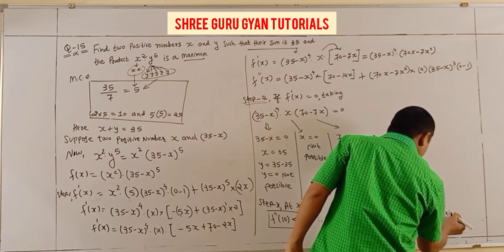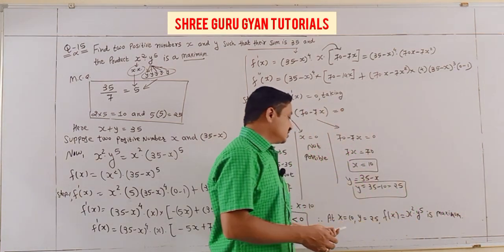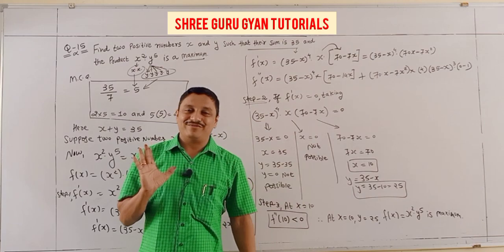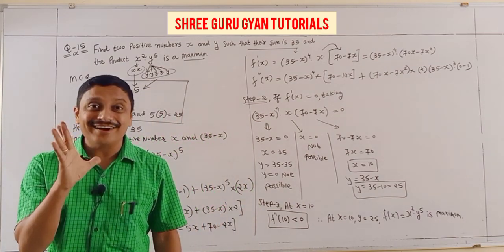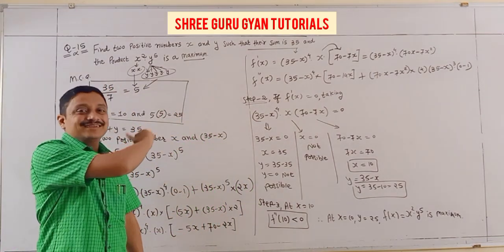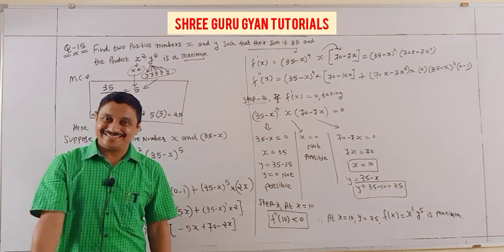And that's your answer, students. And your answer is what? Two numbers 10 and 25, whose sum is 35. Yes, students, this also happily. Question number 15.